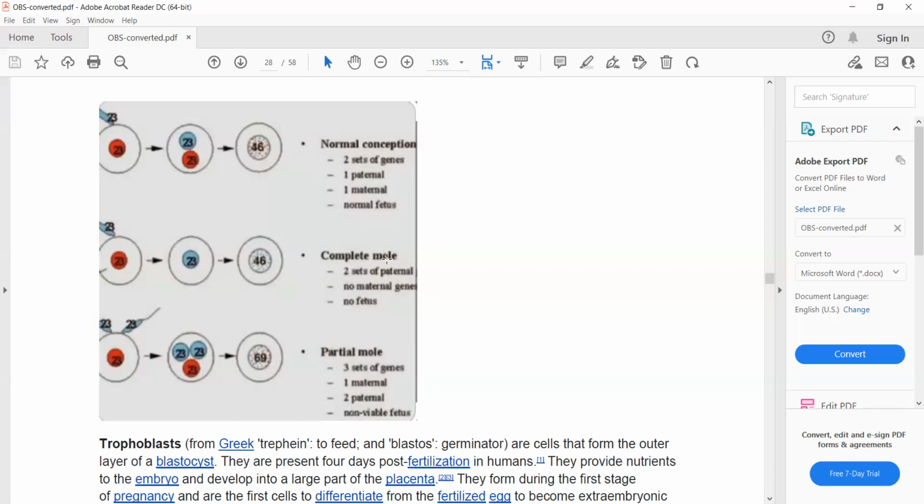There will be no embryological tissues, only molar tissues or trophoblastic tissues, because one sperm has combined with an empty ovum, and then the chromosomes have duplicated and resulted in the formation of 46 chromosomes. So if both sets of the 46 chromosomes, 23 and 23, are from the paternal side, then it will result in the formation of a complete mole.